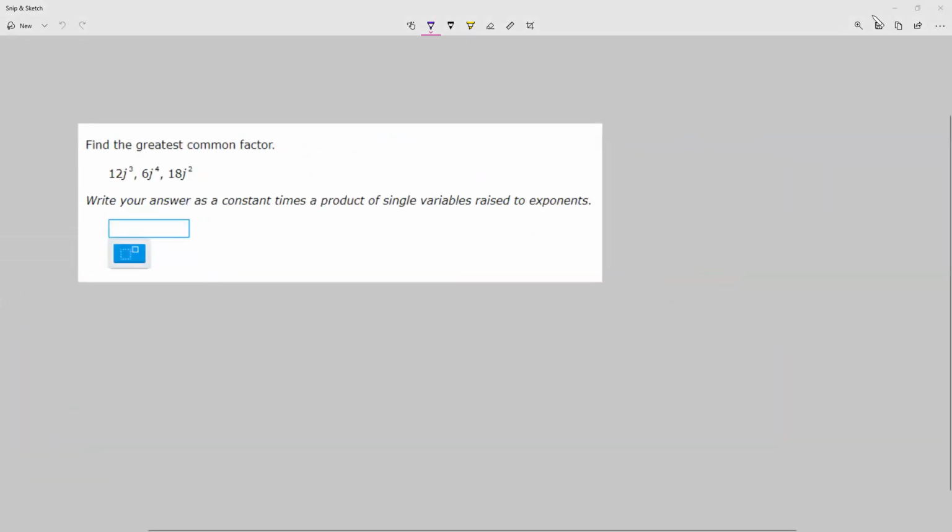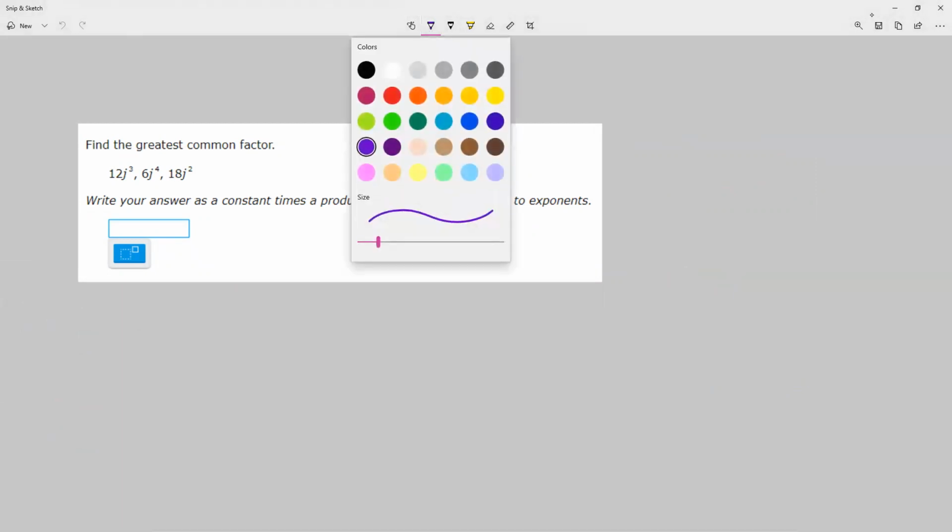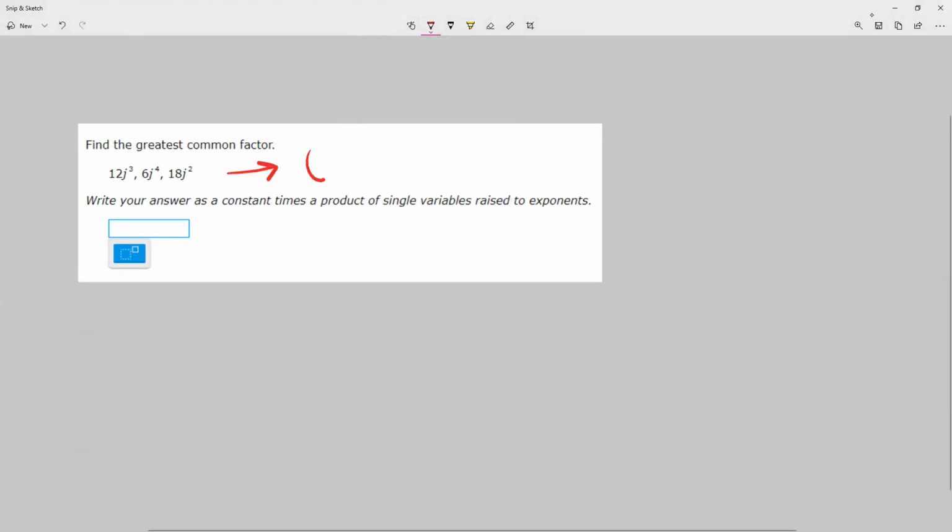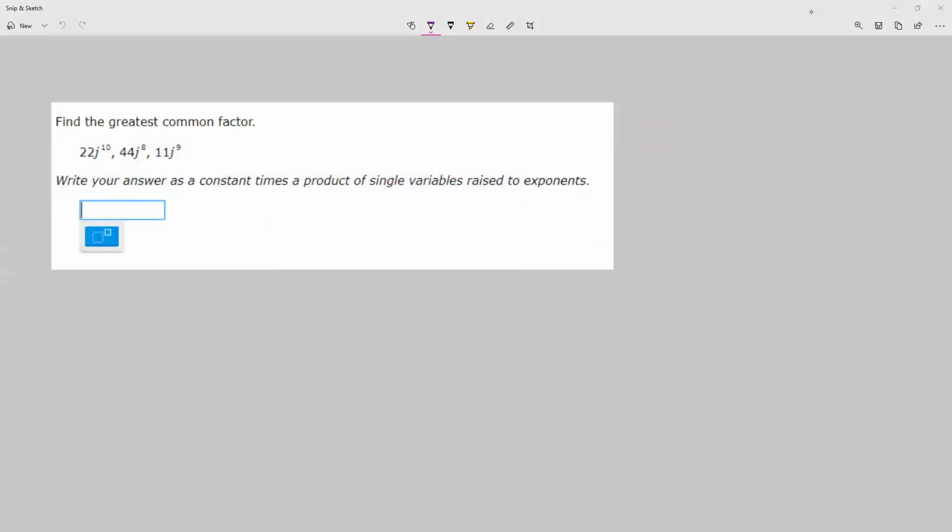This one's a little bit bigger, right? So if I'm looking between 12 and 6 and 18, the biggest number I can divide out of all of them is 6. And then I have 2 J's in this group, 4 J's in this group, and 3 J's in this group. And so the largest amount I can take out of all of them is the smallest group, right? I can take J squared out of all 3. This one, same idea. So 22, 44, 11. So it looks like I can take 11 out of all 3. And then the largest amount I can take out of all of them is the smallest amount that I have, which is 8. I can take 8 out of 9 and 10.